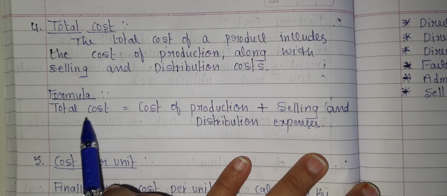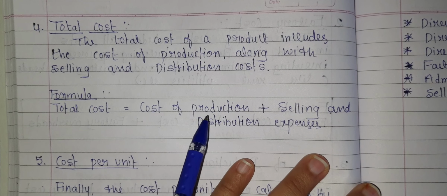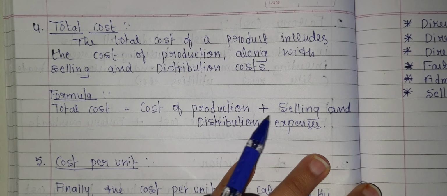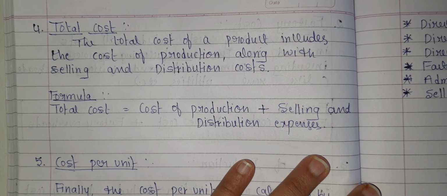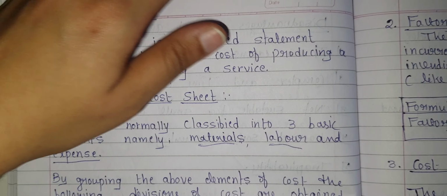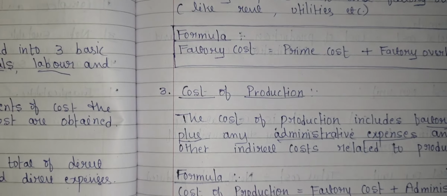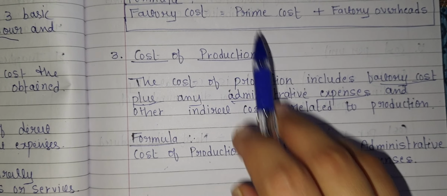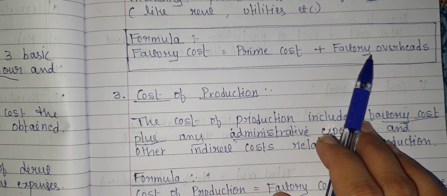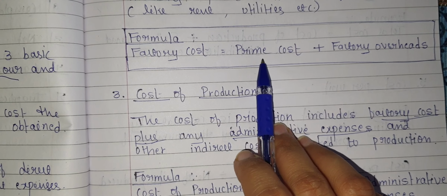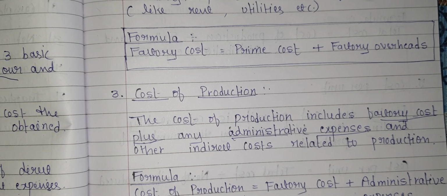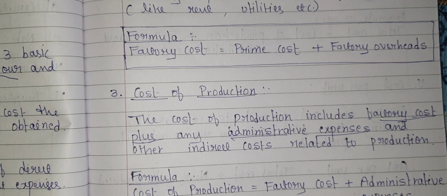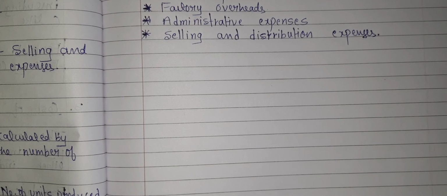See here. So total cost equals cost of production plus selling and distribution expenses. Cost of production means what? Factory cost plus administrative expenses. Here factory cost means what? Prime cost plus factory overheads. Prime cost means what? Direct materials plus direct labor plus direct expenses. Okay, I hope this is clear to you all.